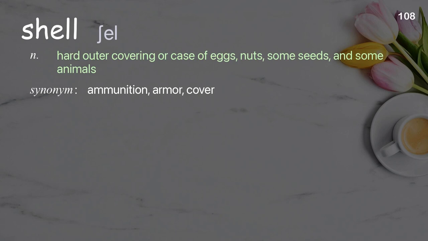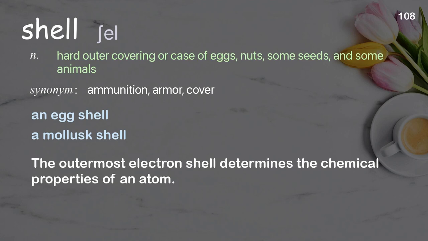Shell: hard outer covering or case of eggs, nuts, some seeds, and some animals. Examples: an egg shell, a mollusk shell. The outermost electron shell determines the chemical properties of an atom.